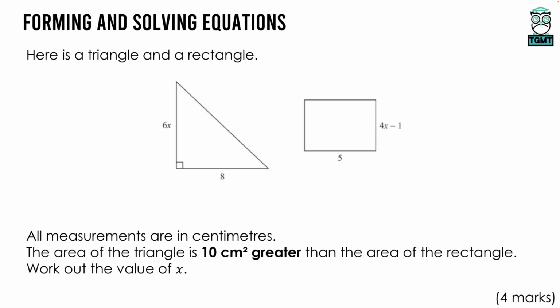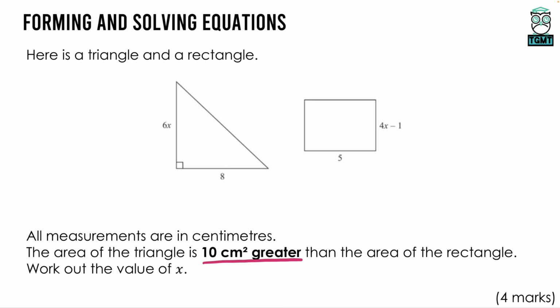Well, if it said that they were equal, we would get an expression for both areas and set them equal to each other. But this one says the area of the triangle is 10 centimetres greater. So that bit we're going to have to come back to. We are still going to need to look at their areas. We're going to need to remember to come back to that. So we need to know our area formulas for both these shapes.